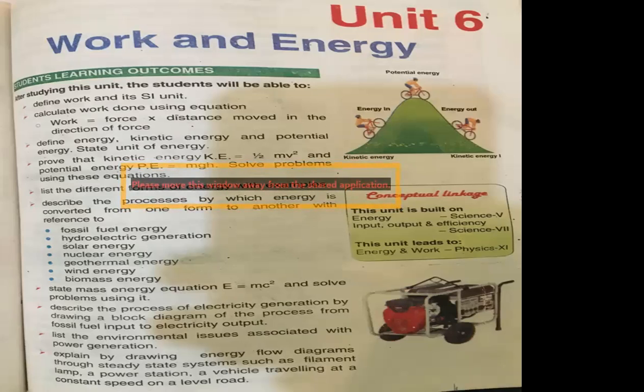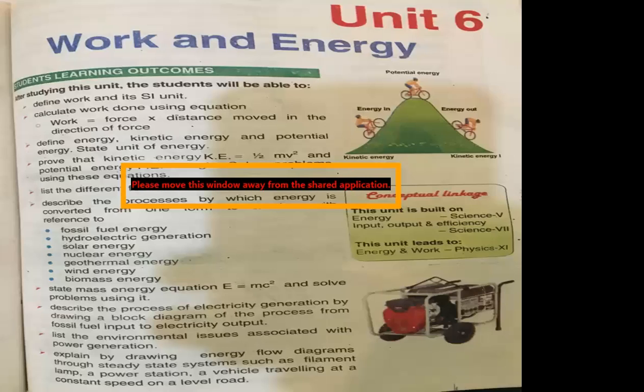The third MCQ is: if the velocity of the body becomes double, then its kinetic energy will be. A is remain the same, B is become double, C is become four times, and D is become half. So the right answer is C, become four times. I repeat, if the velocity of the body becomes double, then its kinetic energy will be. The right answer is C, which is become four times.